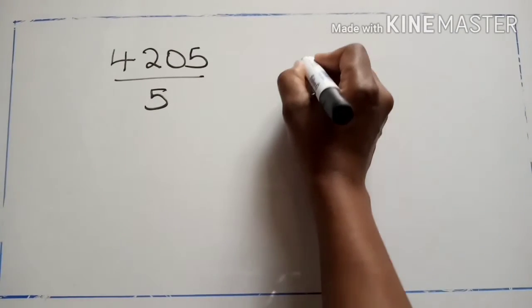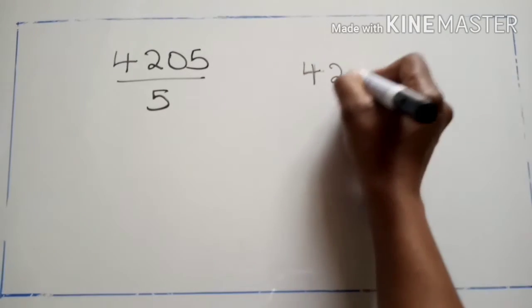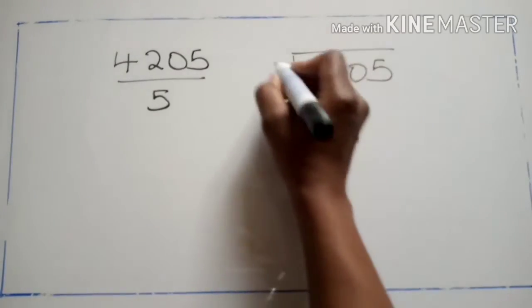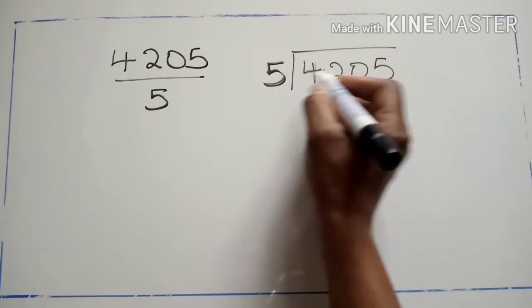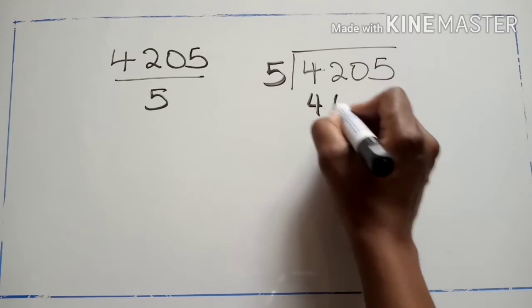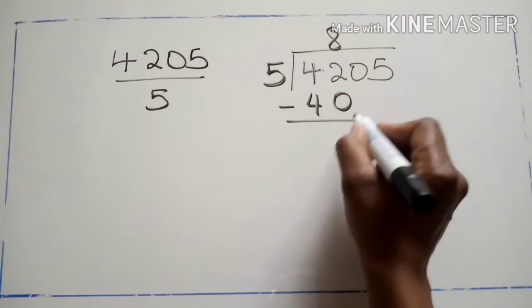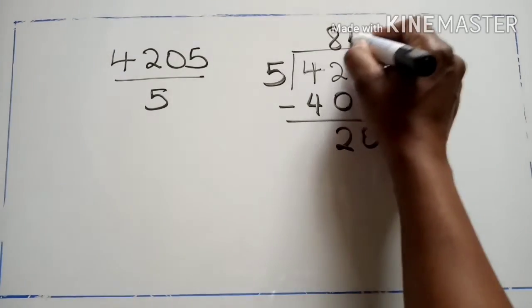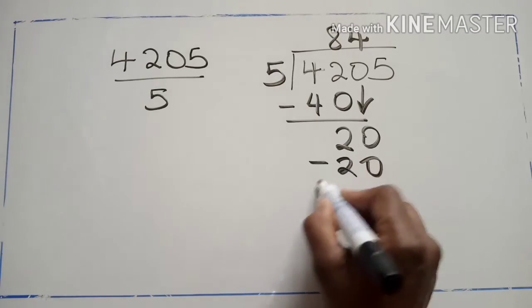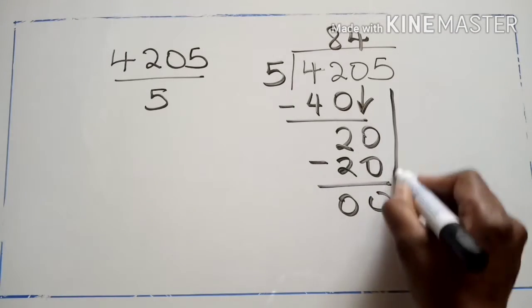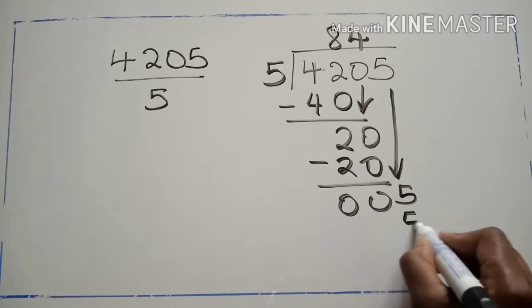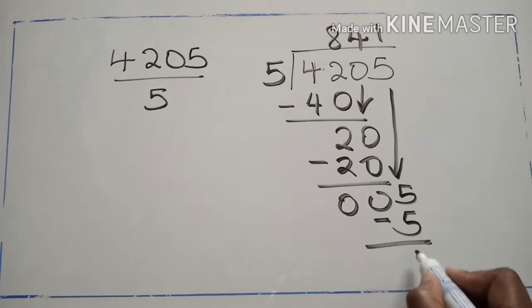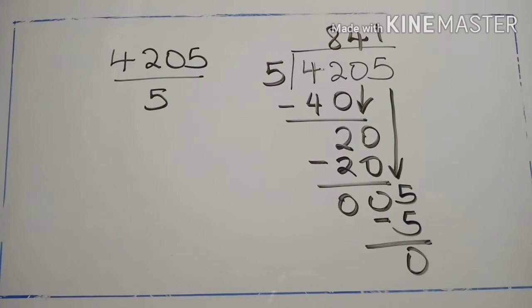Using the long division, 4205 divided by 5. You say 4 divided by 5 is impossible. We take 42. 40 because of 8. Subtract that. You have 2. Drop your 0. How many 5s are in 20? These are 4. 20. Subtract that. Then we have our 5. We drop the 5. How many 5s? 1, because of that. And we have our answer is 841.